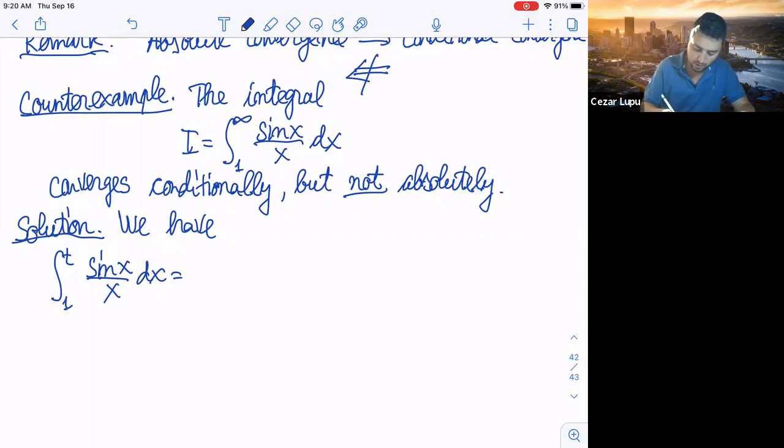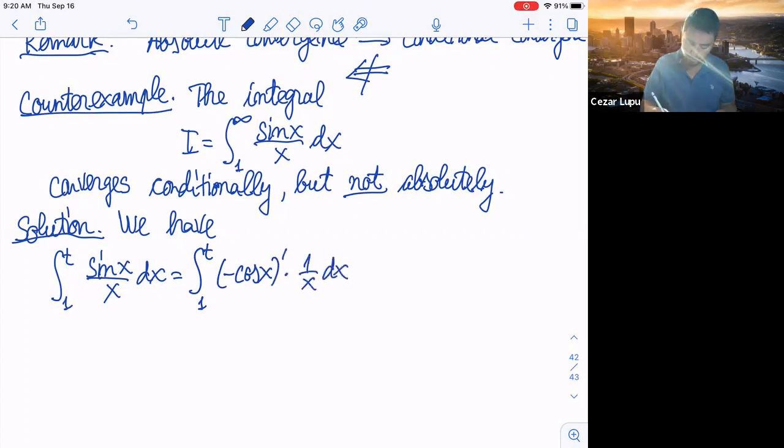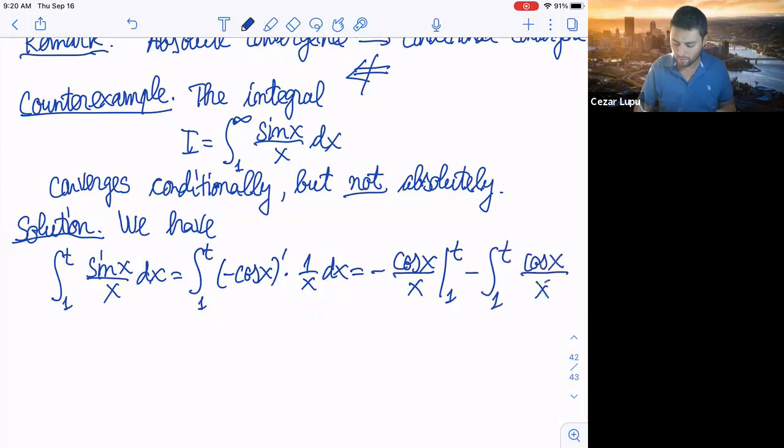This can be expressed in the following way. It is the integral from 1 to t of, let's do integration by parts, negative cosine of x prime times 1 over x dx. So this would give us negative cosine of x over x from 1 to t minus the integral from 1 to t of cosine of x over x squared dx. All right, great. And we can proceed with the computations.